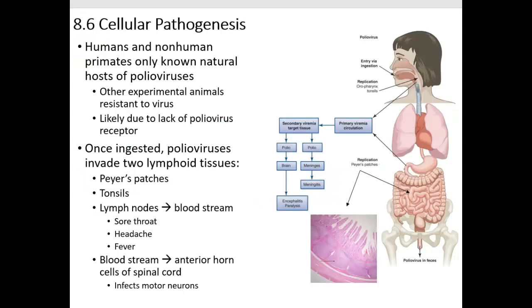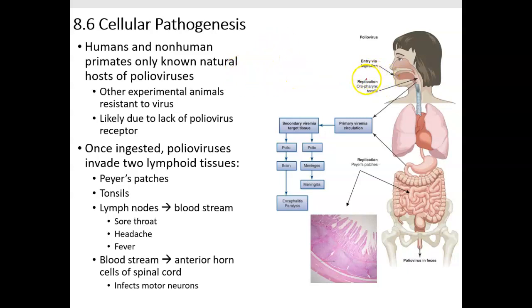So how does it cause infection? How does it make you sick? So poliovirus can only infect humans and non-human primates. There's no other reservoirs, like bats or anything like that we have to worry about. Now, this actually makes studying it a little bit difficult because you can't just infect mice with it easily, so it makes it a little bit harder to study.